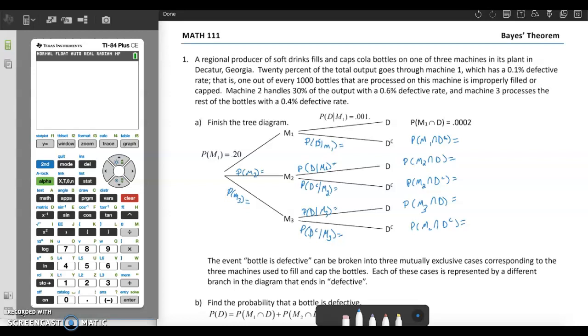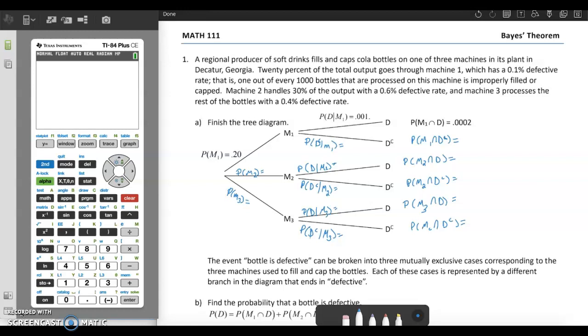I'm going to want to finish the tree diagram that is started for us. So I already started by adding in some of the notations, and now let's go through and put in the actual number values. So they set up the probability of going through machine 1 as 20% because 20% of the total output goes through machine 1. So if you were to randomly pick a bottle, there's a 20% probability that it went through machine 1.